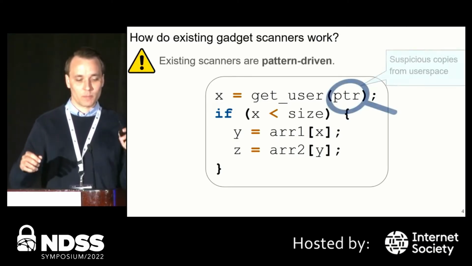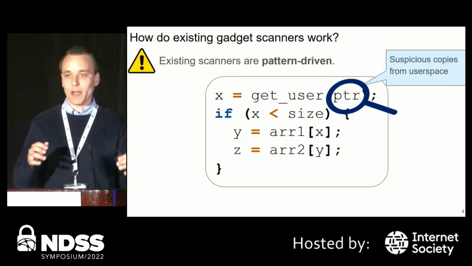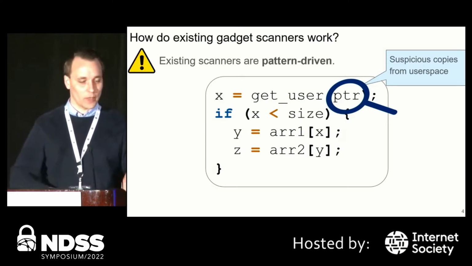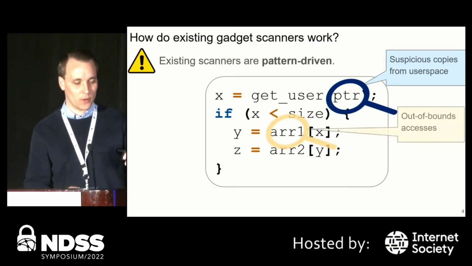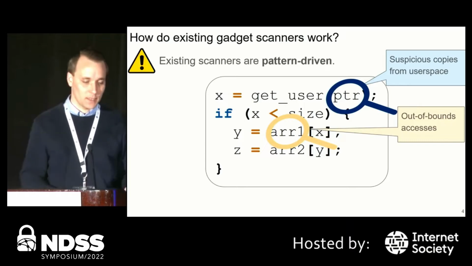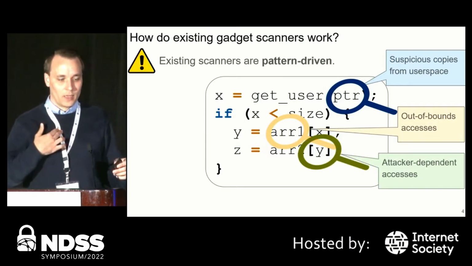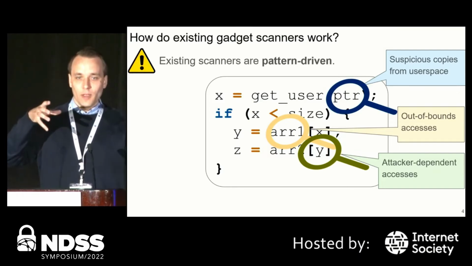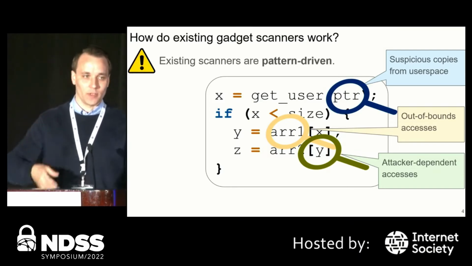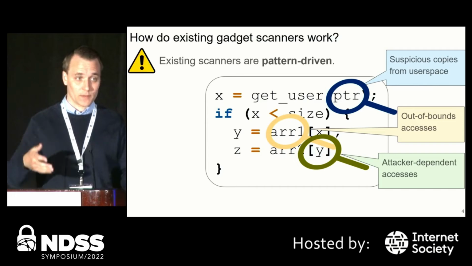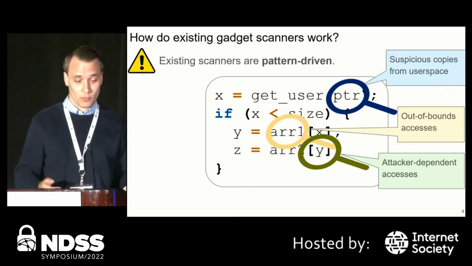So they'll look for specific patterns of the code snippet I just showed you, like suspicious copies from user space, or some out-of-bounds accesses, or some attacker-dependent accesses. And so the problem with these is that they don't actually model the Spectre gadget, they just model patterns of it, and we'll get into why later, this has pretty poor results.